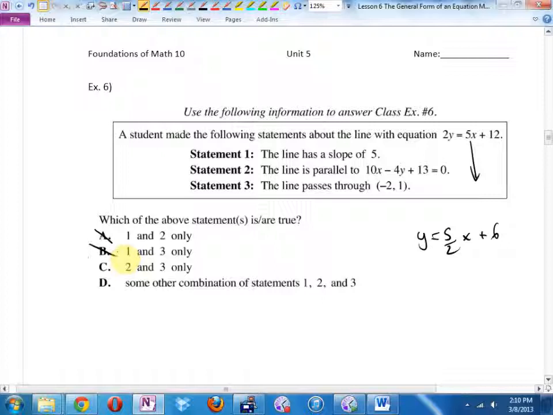Let's work through the statements. What does statement 2 say? It says the line is parallel to that. If they were parallel, what do I know? Exactly the same. The slopes are equal to each other. Someone said it? The slope is the same. If you said they, I didn't know whether you meant the lines are the same or the slope is the same. So how can I find the slope of statement 2?